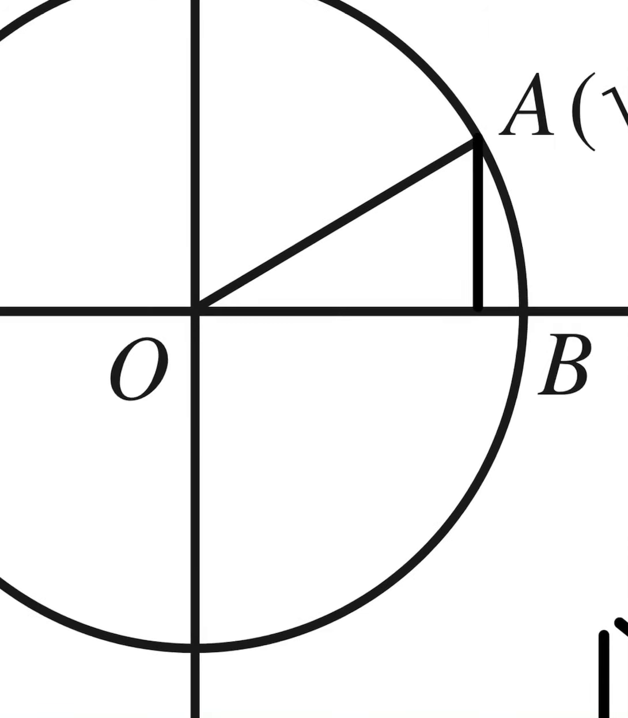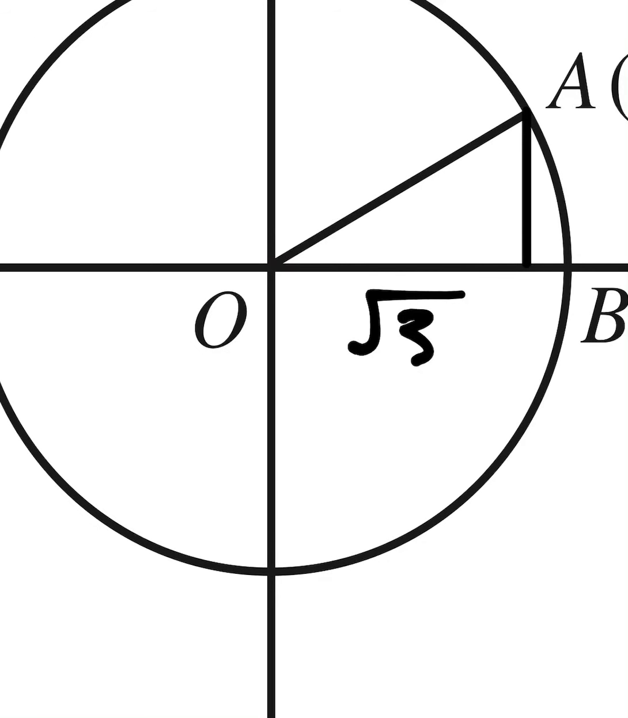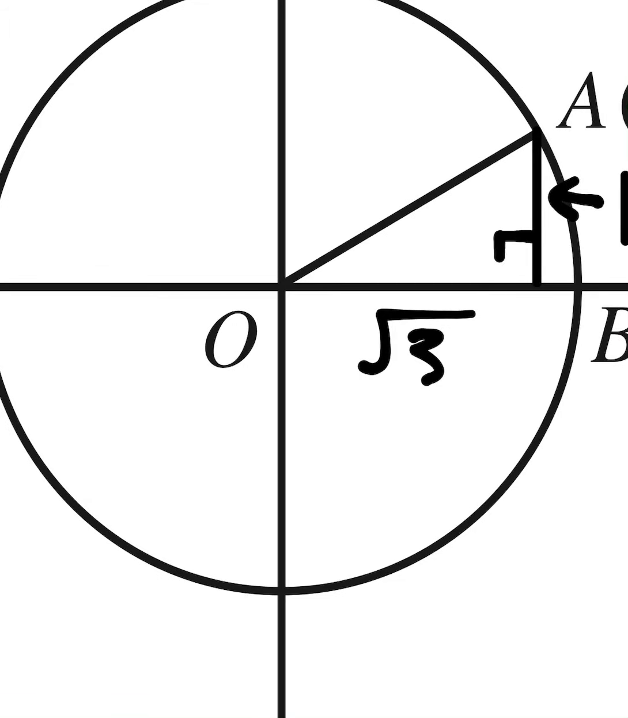They gave us that the x-coordinate is root 3, which means that this length right here at the bottom is going to be equal to root 3. And they also gave us that the y-coordinate is 1, which means that this part of the triangle right here is going to be equal to 1. Now that they gave us these values, and since this is a right angle, I can find the hypotenuse. So that's going to be root 3 squared plus 1 squared, which is equal to 4, and that's going to be equal to c squared, the hypotenuse. So this hypotenuse is now equal to 2.